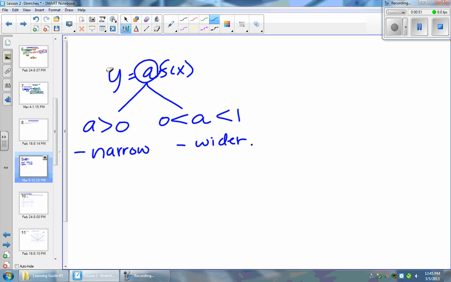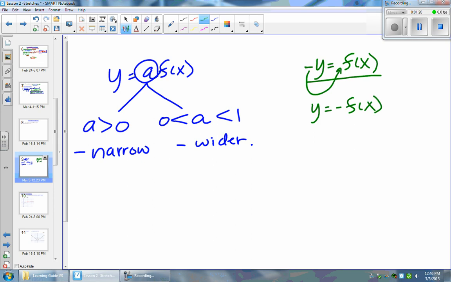Now I'm going to take you back to vertical reflections. A function that's being vertically reflected, remember, all your y values became negative. So that's what happened in a vertical reflection. All your x coordinates stayed the same, but all your y coordinates became negative. Now obviously you're not used to seeing that function in this form. You're used to seeing that negative right in front of the f of x. So y is equal to negative f of x is the general form of a function being vertically reflected. So vertical reflection.